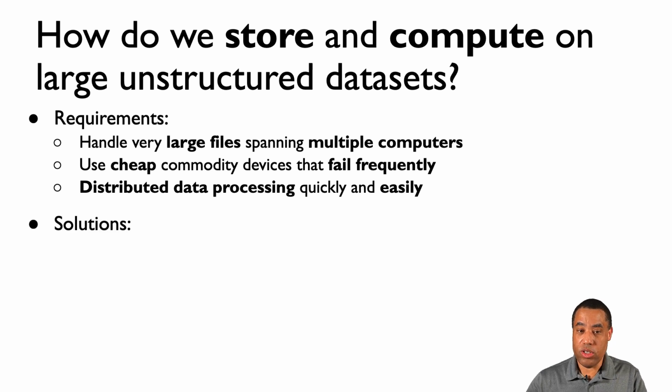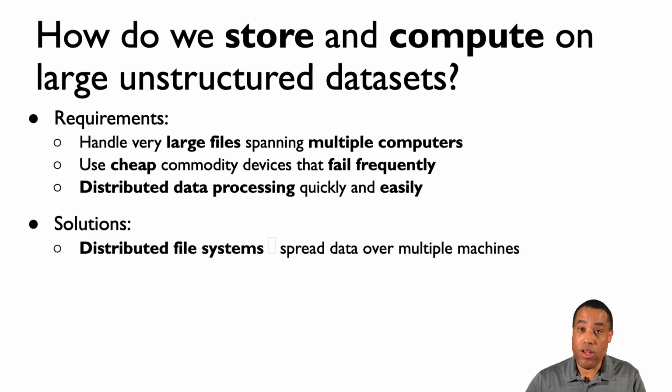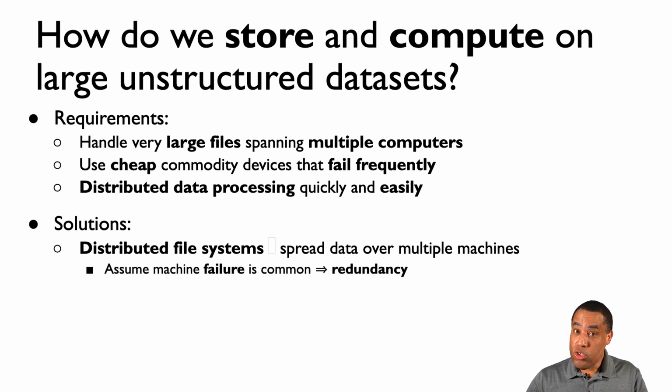And there are solutions, right? So solutions like distributed file systems that spread the data across multiple machines. So now we can have very large data sets. The size of our data set is now only limited by how many machines we can stuff into a building. And we can stuff tens of thousands of machines with a lot of disk drives into a large building. Again, we're going to assume that machine failures are very common, and so we're going to store the data redundantly.